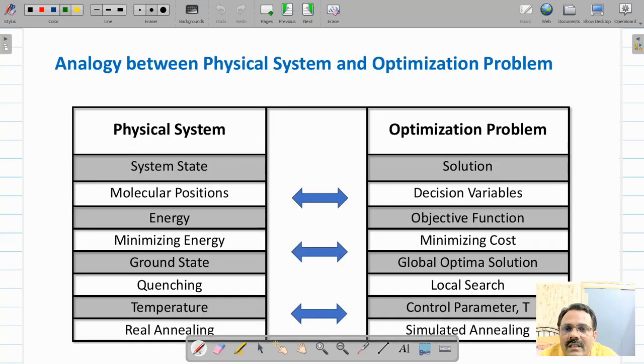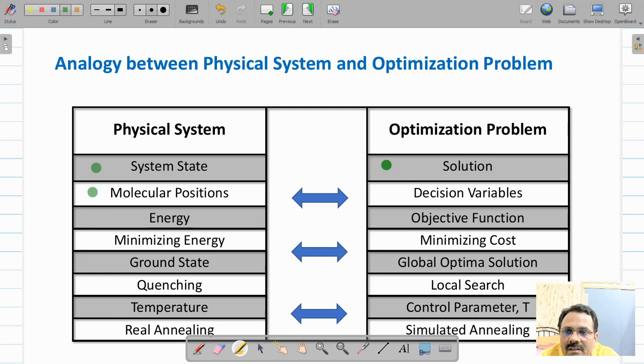Let us see the analogy between the thermodynamical or physical system and the optimization problem that you are trying to solve. In the simulated annealing algorithm, what are the equivalent terms? In a thermodynamic system, we have system state. In the algorithm, we are going to call that a solution.